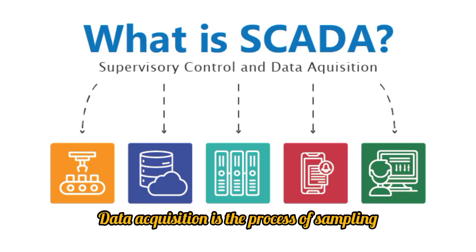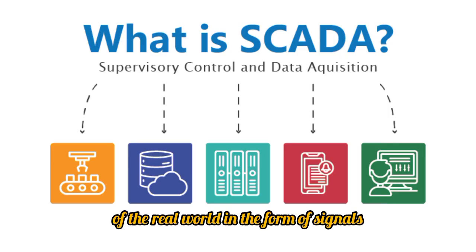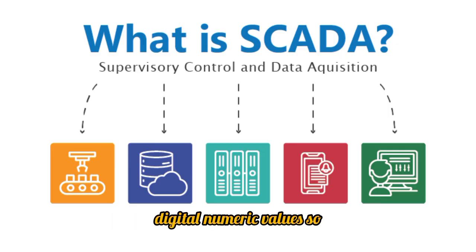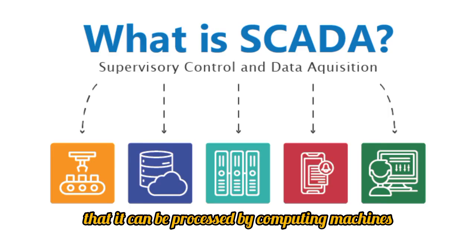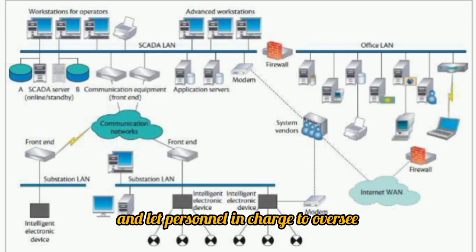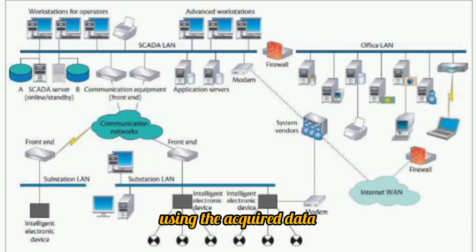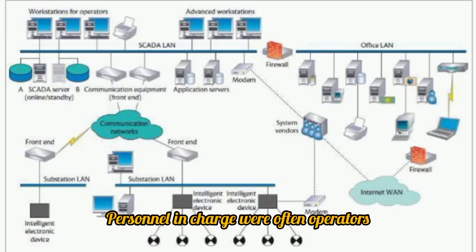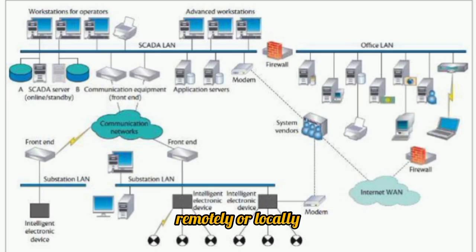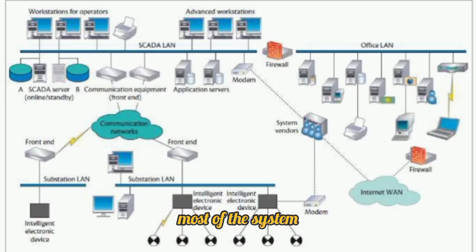Data acquisition is the process of sampling signals by measuring a physical property of the real world in the form of signals and converting it from analog waveform into digital numeric values so that it can be processed by computing machines. Supervision. Computers process the data and let personnel in charge oversee and direct the status of the power system using the acquired data. Personnel in charge were often operators and engineers who monitor the information remotely or locally. Now the master station is tasked to supervise most of the system.